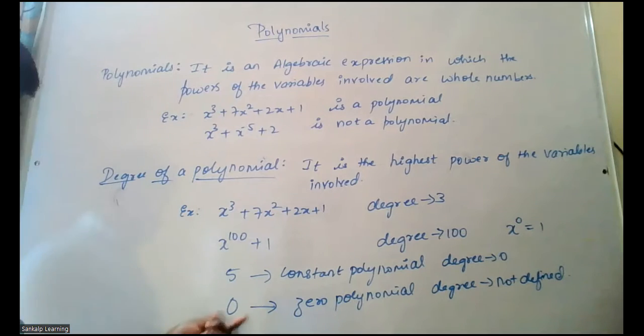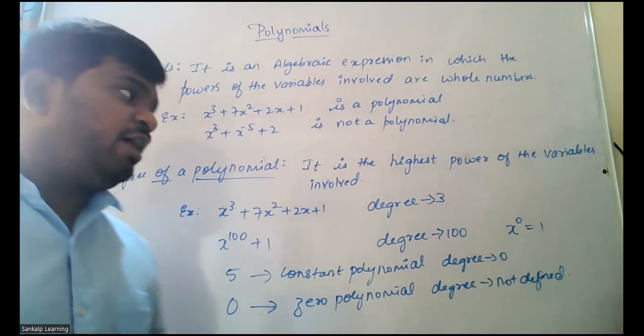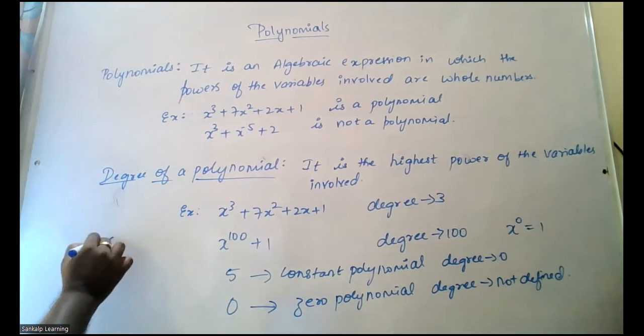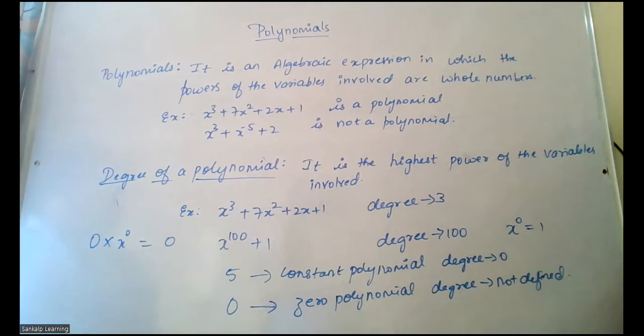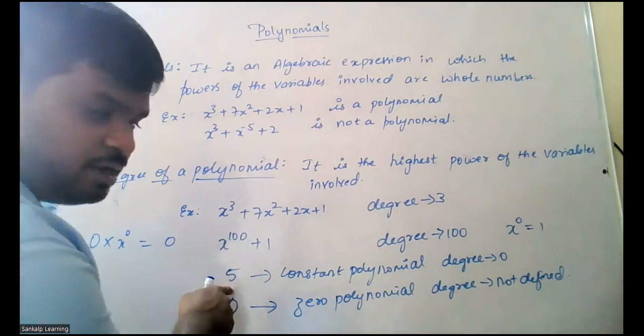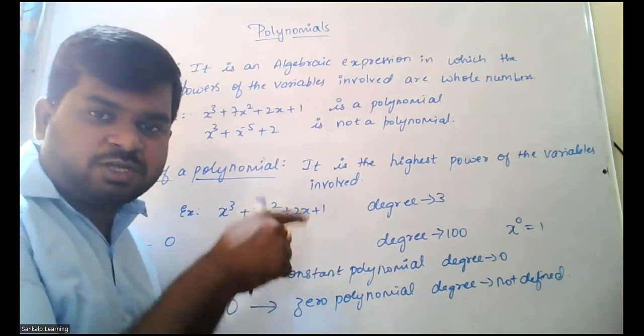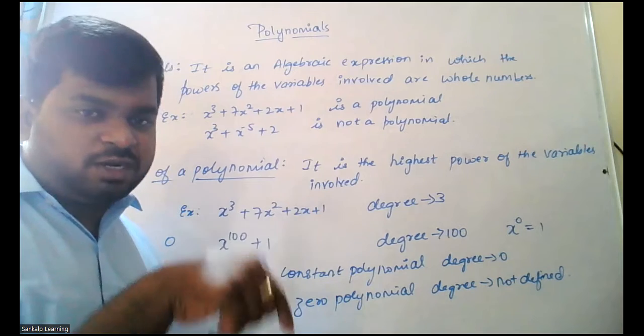Okay, the degree of the zero polynomial is not defined. Why? Because 0 into x to the power 0 is also 0. That's what we did, right? 5 into x to the power 0: x to the power 0 is 1, so 5 into 1 is 5 itself.